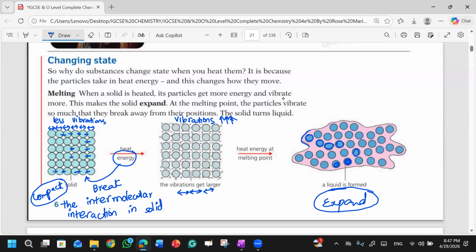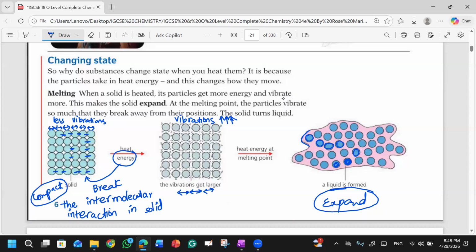Yes, basically, you will say that you are heating the solid, and then how that solid is being converted into liquid, you will tell that heat energy is used to break the intermolecular interactions. The heat which you are providing to the solid, that heat energy is used to break the intermolecular interaction in the solid. Are you clear? Yes. What will happen next when the intermolecular interactions will become weak? The vibrations will get larger.